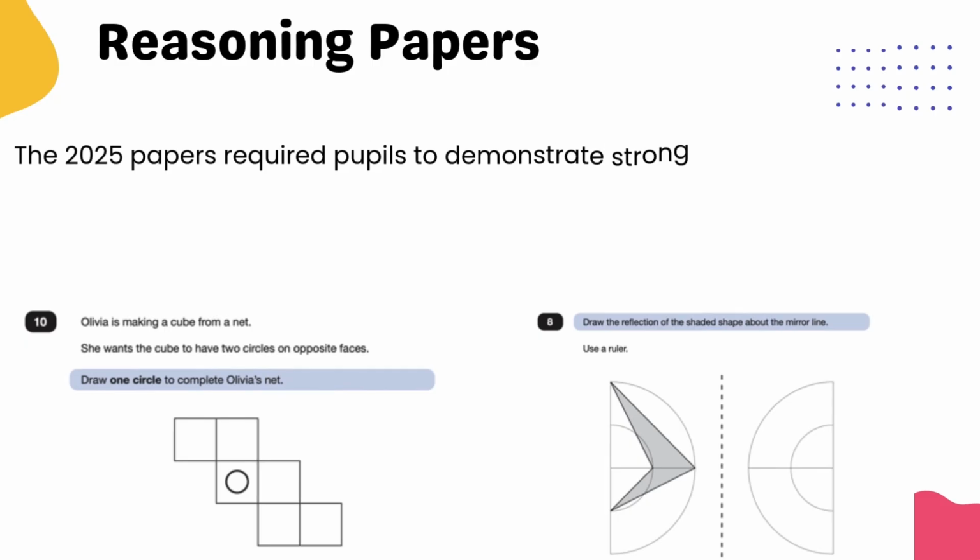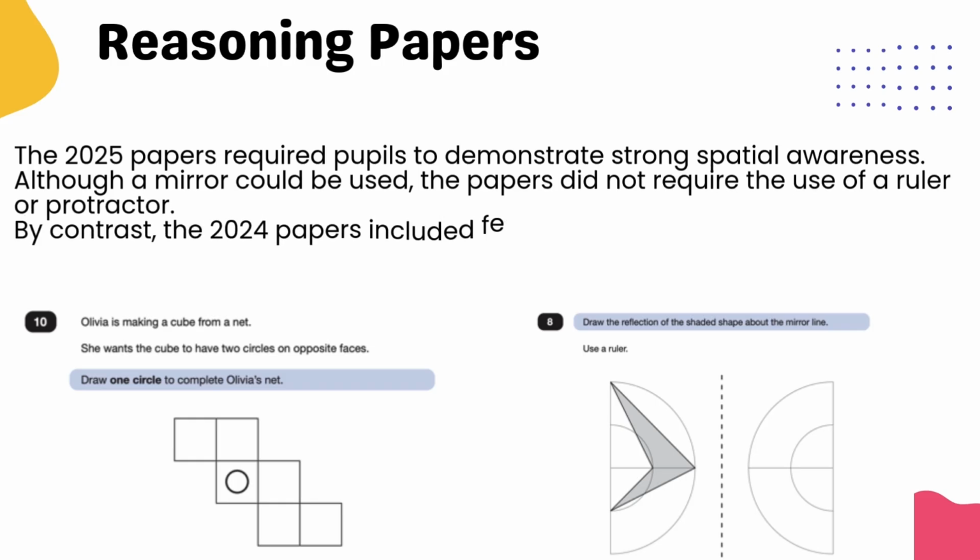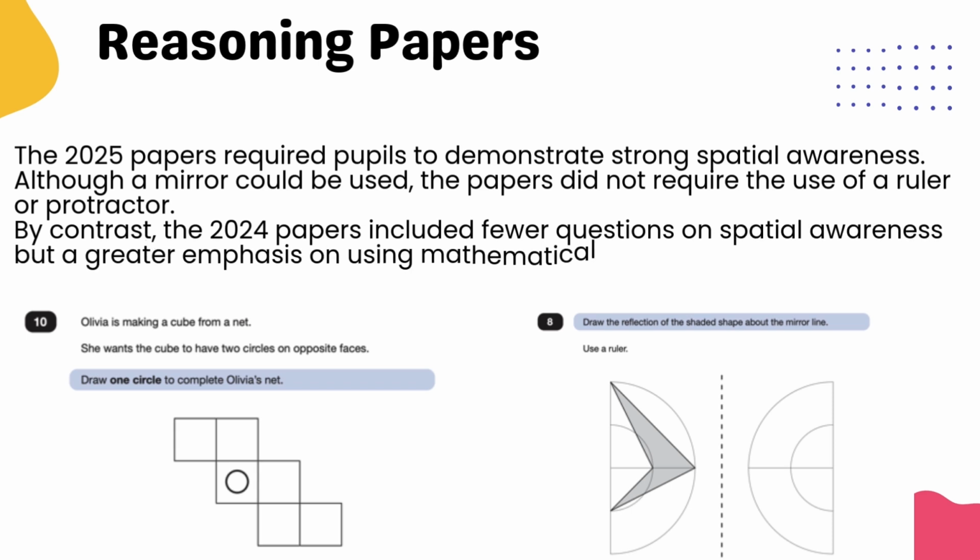So a couple of things to point out with last year's papers in particular. Spatial awareness came up a lot. So these are two example questions. This question is about the children being able to understand that this shape is the net of a cube, and it's asking them to show, she wants the cube to have two circles on opposite faces. Draw one circle to complete Olivia's net.